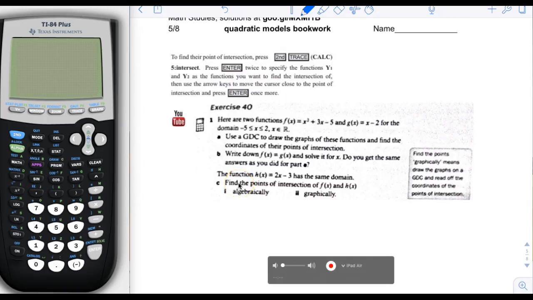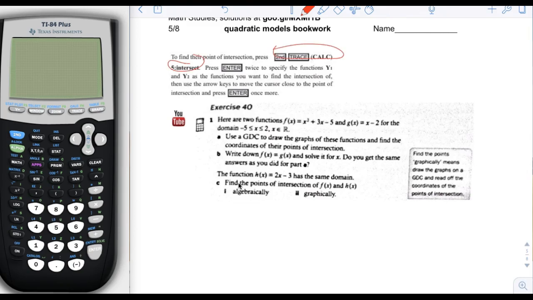This is page 5 of quadratics. We're going to do intersections now, and I don't remember if everybody has done this already, but when we found the intersections of lines, one of the ways we found them was using second calc, 5, intersect. When we did that, we could find the intersection of lines.